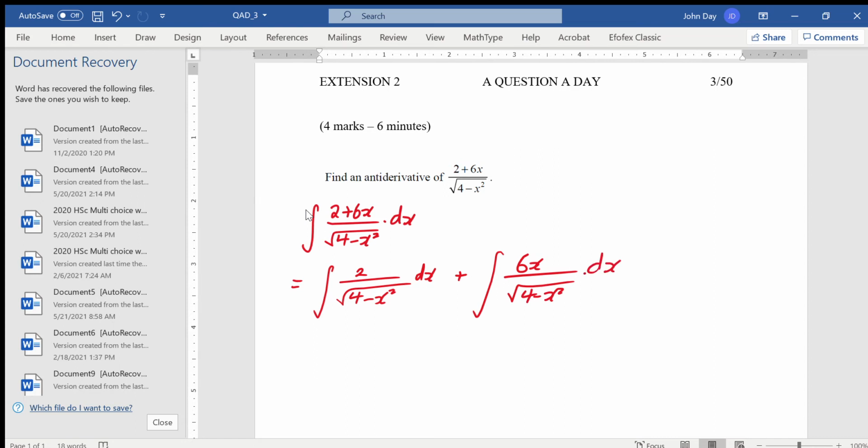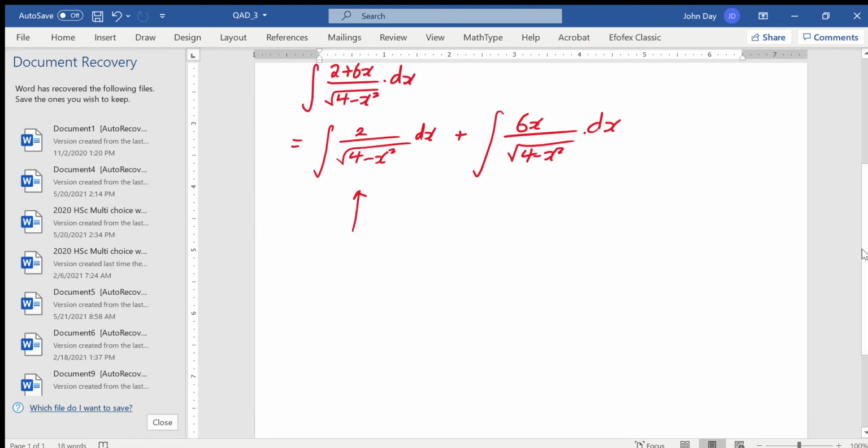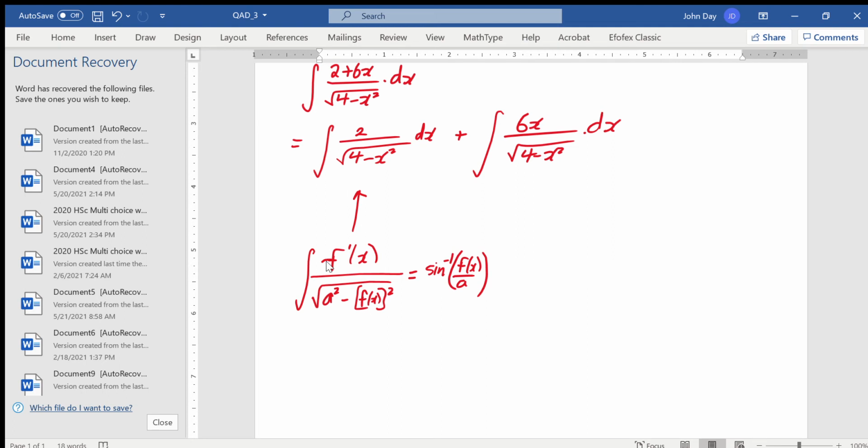So this one I'm going to use the fact that, I'll just scroll down a bit, for inverse sine of x, if you have this situation, f dashed of x on a root of a squared minus f of x squared, and in this case it's quite simple because f of x is just x, but if you have that situation, then the integral of that is equal to inverse sine of f of x on a plus c, of course, and that's on the formula sheet.